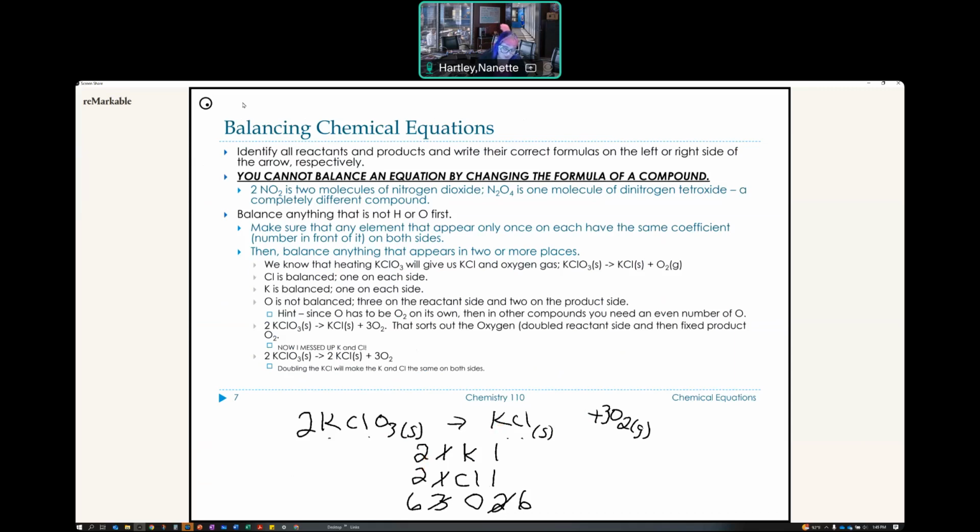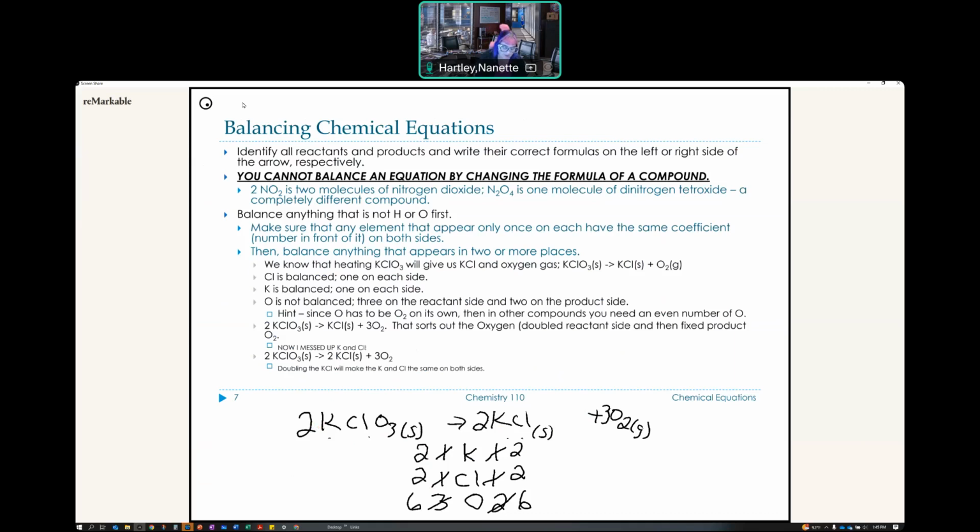So I can put a 2 out in front of this and change that to a 2 and that to a 2. Now, why did I decide to do it that way? Because if I have 2 and 3, the lowest common denominator between those two is 6. So that's why I put a 3 in front of this one and a 2 in front of this one, because I knew I could get to 6 and that would take care of my oxygen problem.